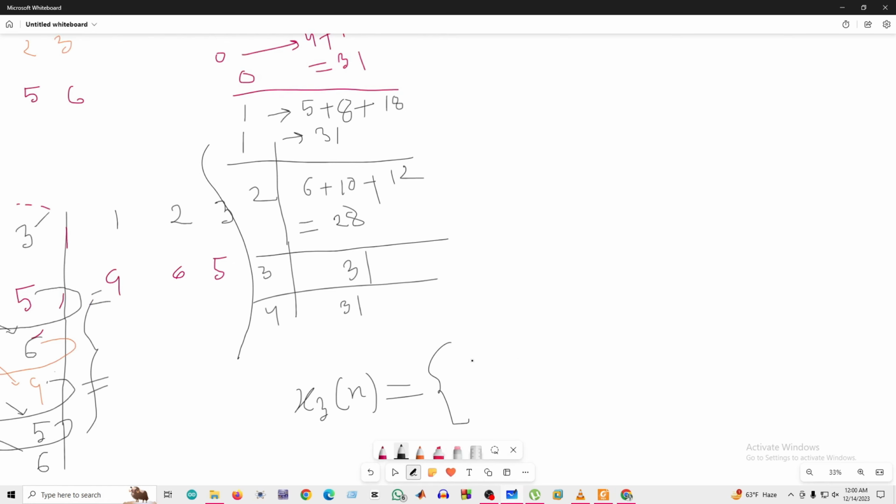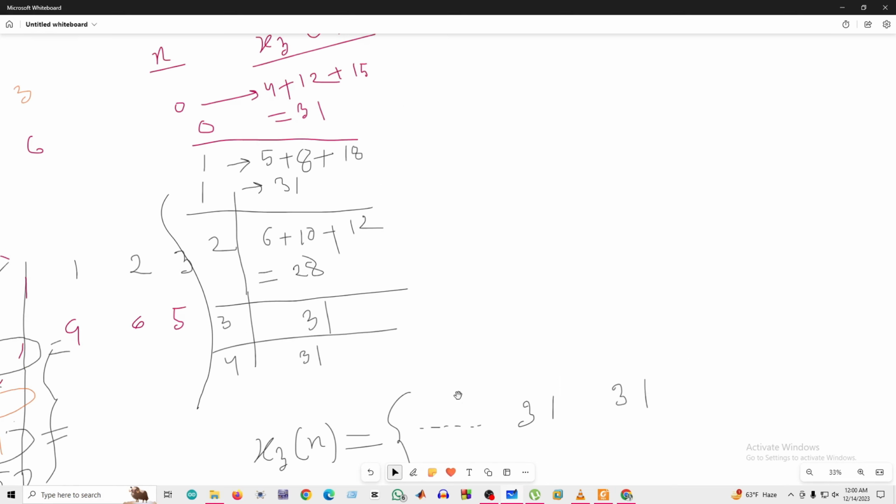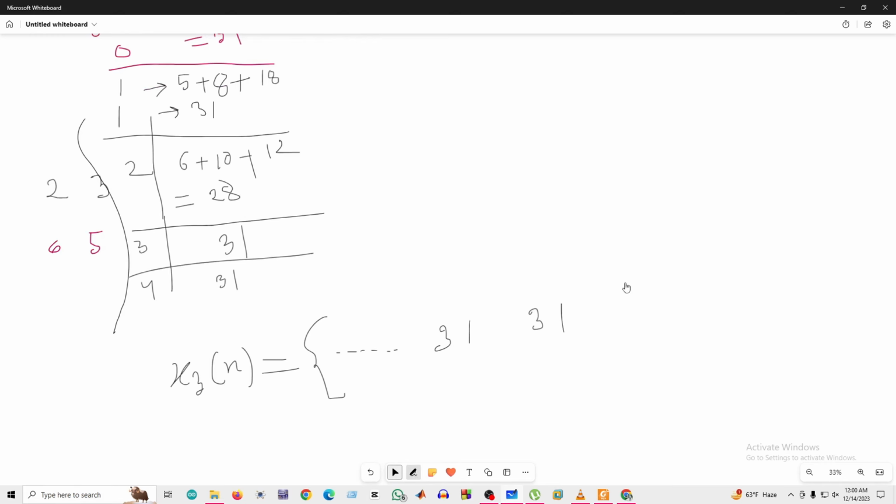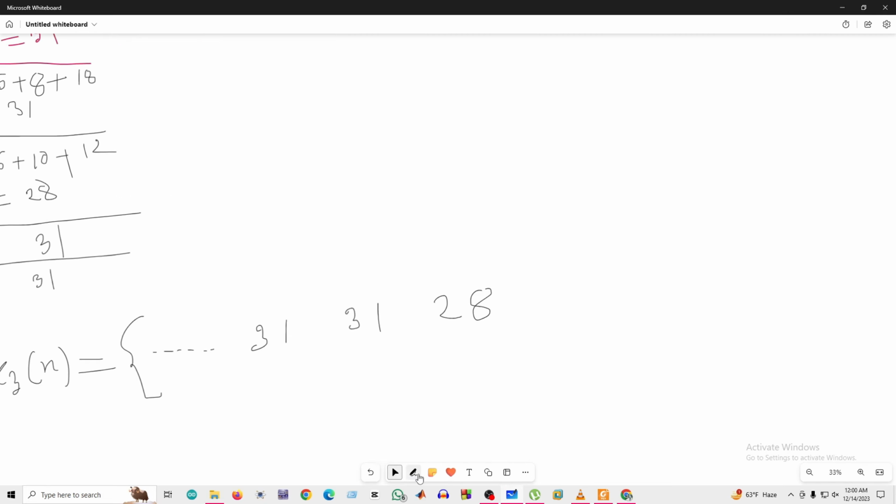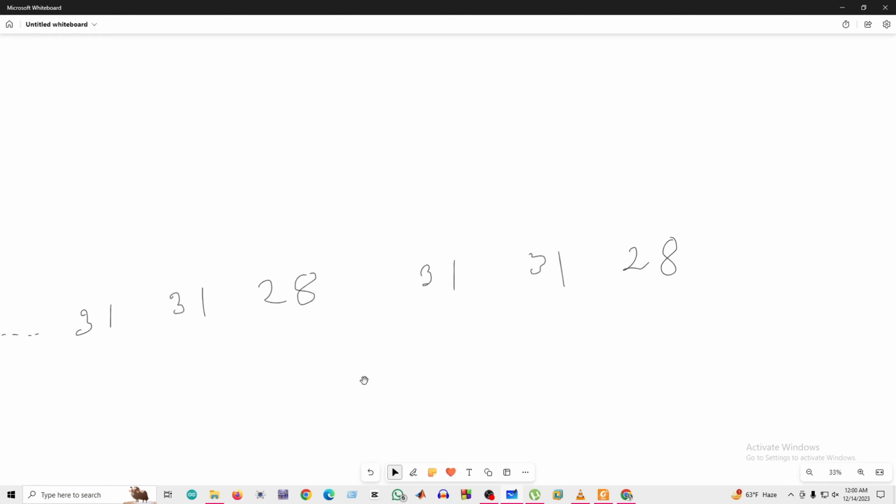Let us write 31, and then again 31, and then 28. So this is again 31, and 28, and it actually goes on so on, right? It actually goes on because this is periodic. Okay, so this is periodic.